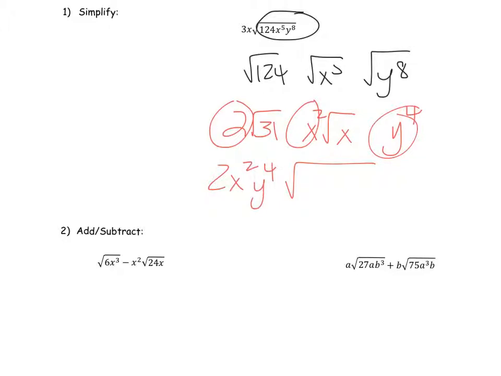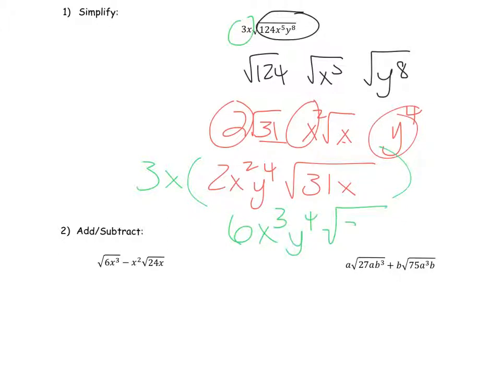And on the inside, we're going to have all those leftovers, 31x. Okay? 31x. That's what's on the inside. Now, there was originally that little 3x on the outside. So the only thing you have to remember to do is to multiply that with what's in front here. So your answer is going to be 6x cubed, y to the 4th, radical 31x. So that's your answer to the first one.